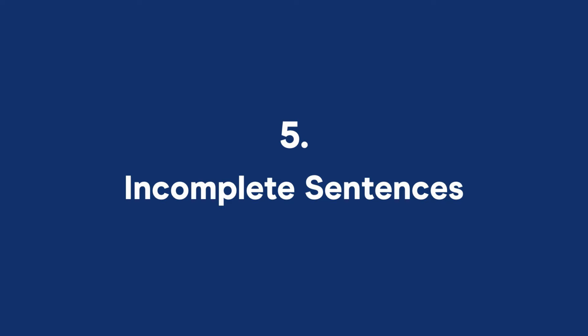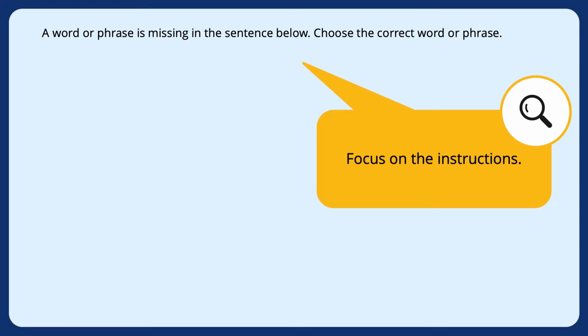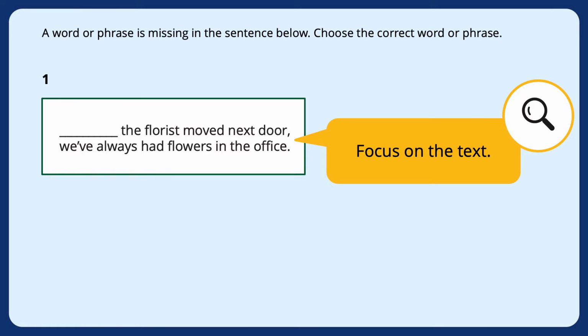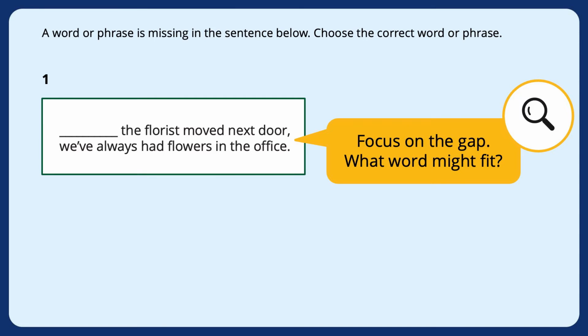Number 5, incomplete sentences. Let's read the instructions. It says, a word or phrase is missing in the sentence below. Choose the correct word or phrase. So here is the sentence. Let's focus on this text. After you have focused on the text, you need to focus on the gap.